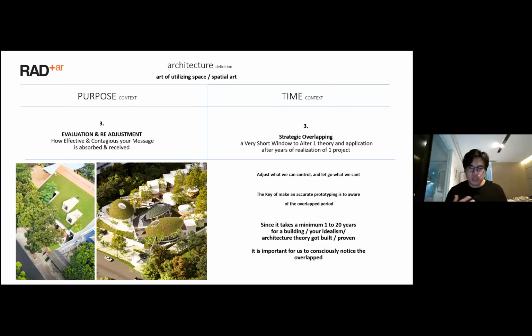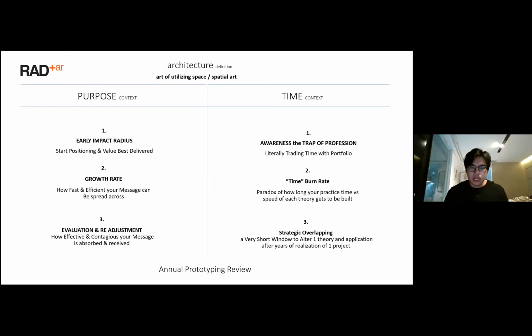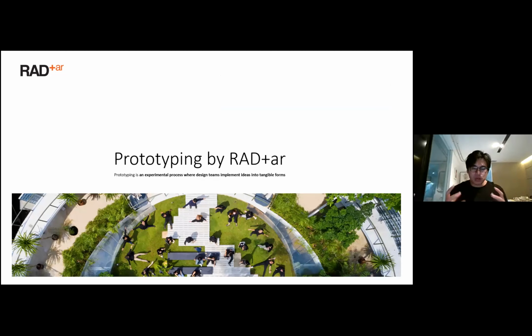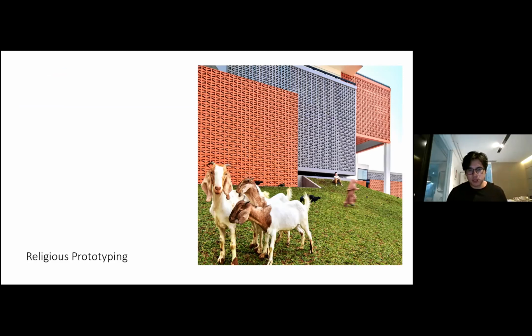So that's why strategic overlapping is very important. For example, if your project takes more than 5 years to complete, probably you need to readjust your design. Otherwise, once it gets completed, it's no longer relevant. Okay. Now I will try to give an example of this point that I've just described.